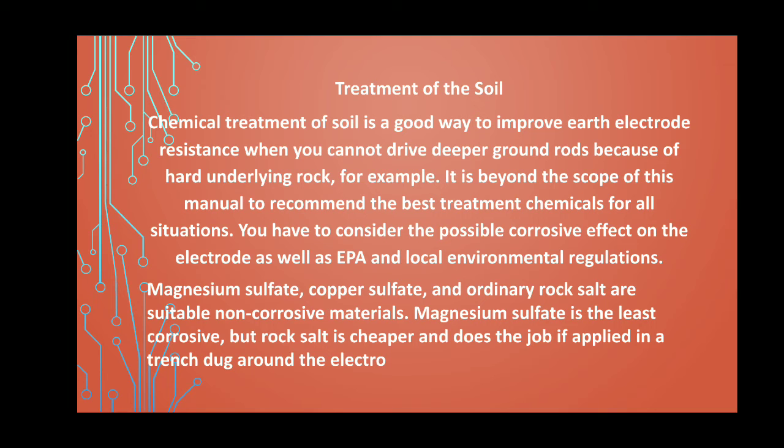So chemical treatment of the soil is a good way to improve the earth resistance, to improve the earth electrodes. Chemical treatment of the soil is a good way to improve the earth electrodes when you cannot drive a deeper ground rod because of hard underlying rock. If the rock is very hard and we can't easily drive the rod deep into the earth, then chemical treatment of the soil is essential and useful.